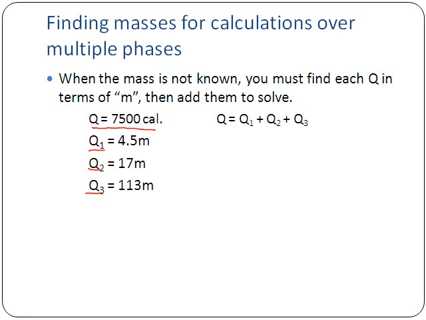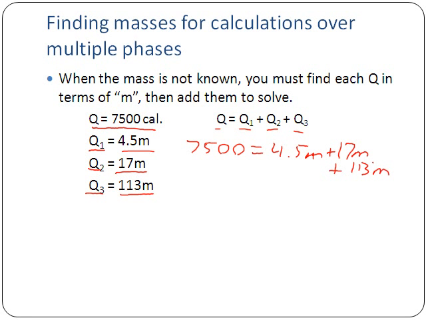And so let's say you do that, and whenever you do it, basically Q1 is equal to 4.5 M, Q2 is 17 M, and Q3 is 113 M. Now, since you know that the total heat, Q, is equal to Q1 plus Q2 plus Q3, what you can do is rewrite this by substituting in all your M's. So first thing we know is the total heat is 7,500 in this case. So we've added 7,500 calories. And this equals Q1. Now we found Q1 was 4.5 M. And then plus our next one, which is Q2. Q2 is 17 M. And then plus our last one, which is Q3, 113 M.